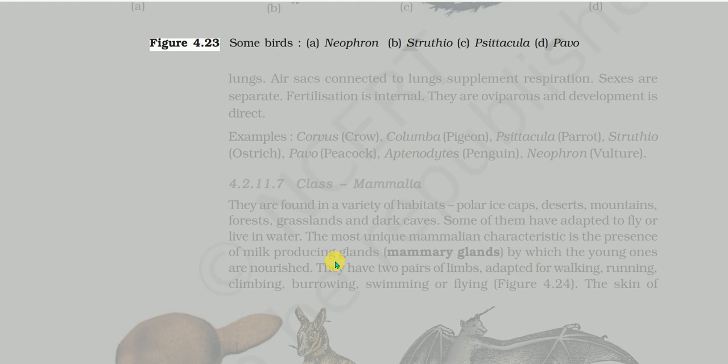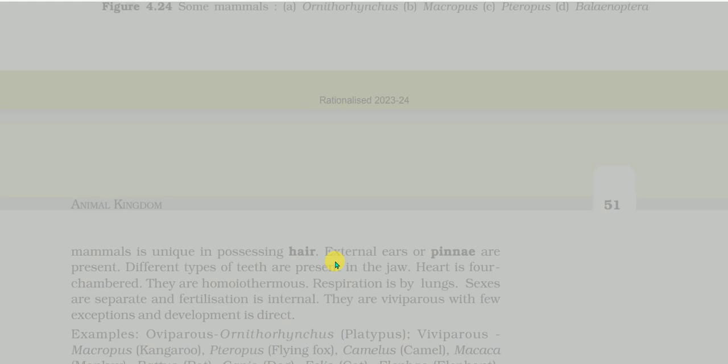Figure 4.23. Some birds: A. Neophron, B. Struthio, C. Psittacula, D. Pavo. Figure 4.24. Some mammals: A. Ornithorhynchus, B. Macropus, C. Pteropus, D. Balaenoptera.